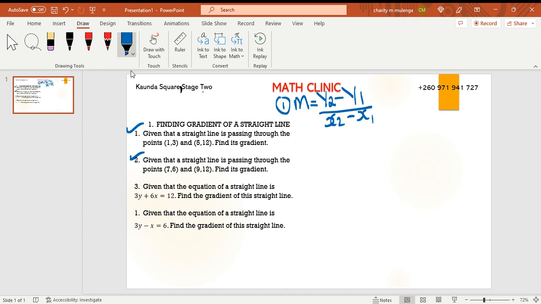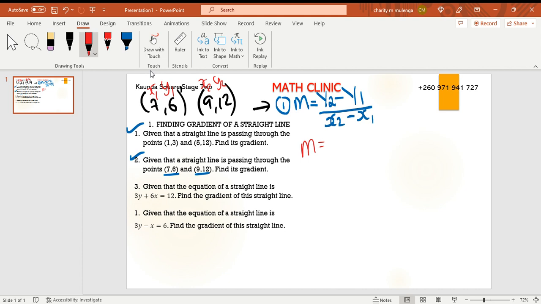Okay, let's look at question 2. Given that a straight line is passing through the points 7, 6 and 9, 12, find its gradient. We are also given coordinates here. So we need to use the coordinate formula for finding the gradient. So 7, 6, 9, 12. So what are we going to do? We know that that is x1, that is y1, that is x2, that is y2. So obey what the formula says.